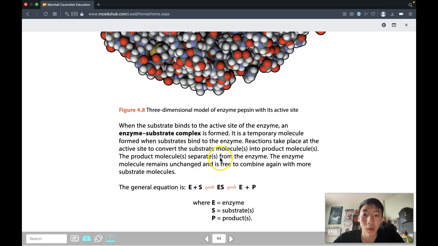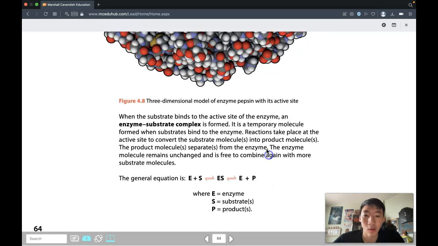So this also tells us that the enzyme is unchanged. It's not used up in the reaction, so you can continue to do more reactions with it. There's this little equation here: enzyme plus substrate forms enzyme substrate complex, and then it breaks down the substrate into the products. So we get the enzyme and the products.